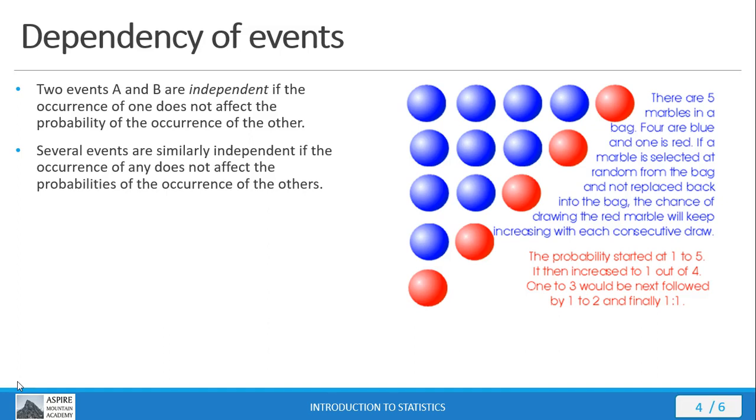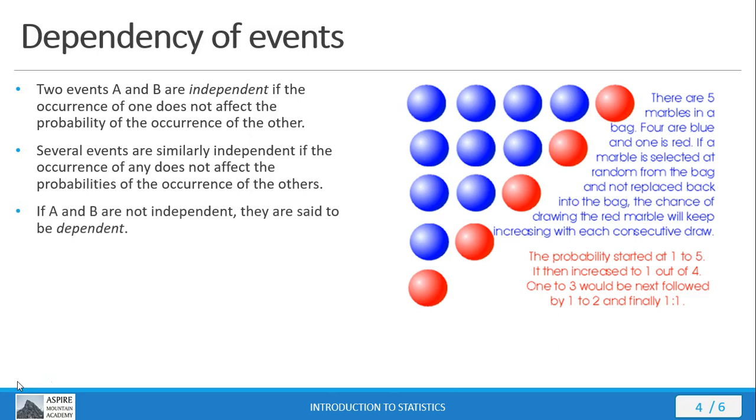Several events can be similarly independent if the occurrence of any does not affect the probability of the occurrence of the other. So if you're using the same numbers, that's what I mean by calculating the same. If you're using the same numbers to calculate your probability, then your events are typically independent.